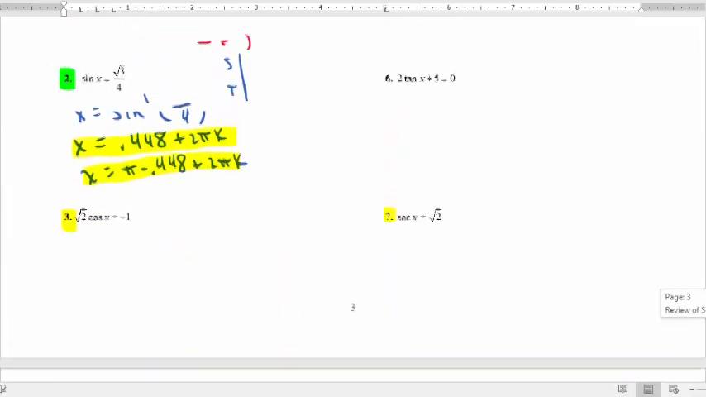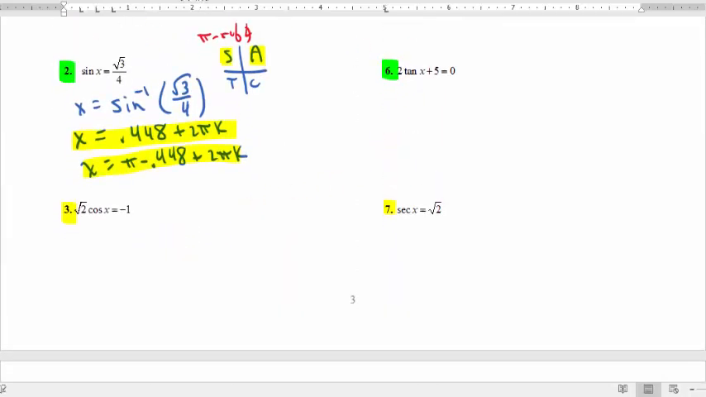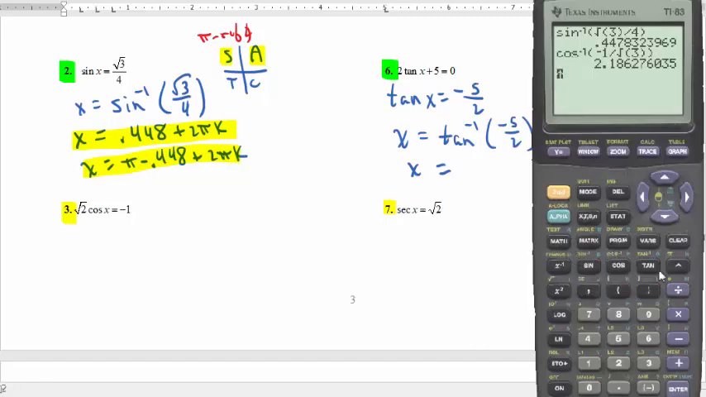And then with number 6, we have 2 tan x plus 5 equals 0. So we would solve this for tangent of x first, right? So we would subtract 5 and divide by 2. So we get tan x equals negative 5 over 2. But again, this is not a trig wheel angle. Therefore, we would need to do inverse tangent of negative 5 over 2. We punch this in our calculator. Negative 1.190.